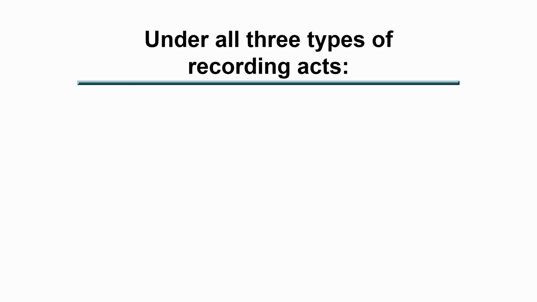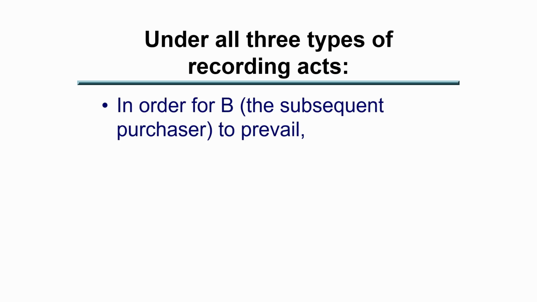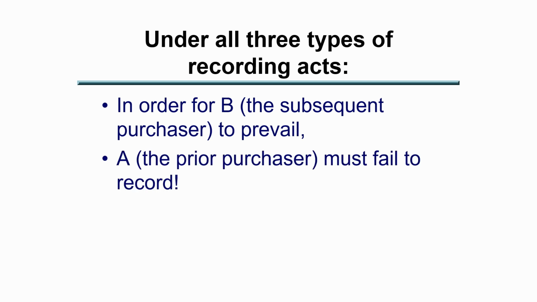In order for the recording acts to have the effect of giving B, the later purchaser, priority over A, the prior purchaser, a couple of things have to happen. The first thing that has to happen is that A, the prior purchaser, must fail to record. If the prior purchaser records his or her deed, that's the end of the story. The prior purchaser always wins. So all recording act questions, in a sense, start out the same way. A takes the property by virtue of a deed and fails to record it. Otherwise, there would be no question if A immediately recorded.